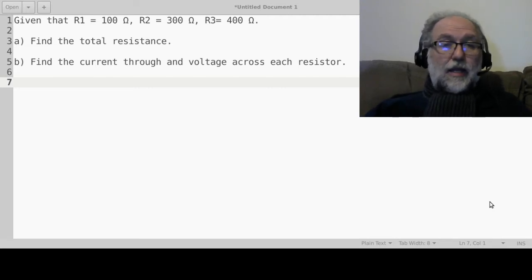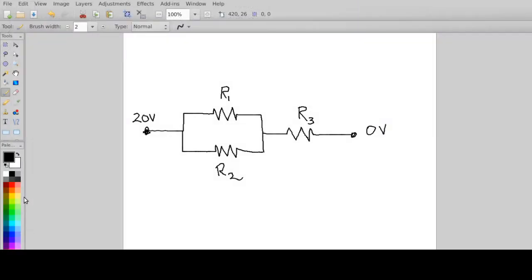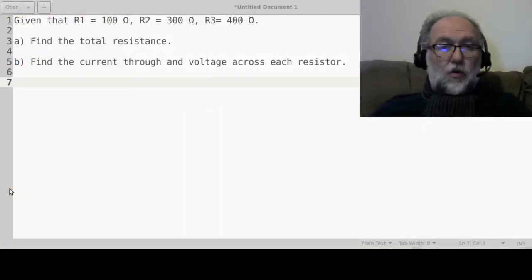Okay, so let's begin. Given that R1 is 100 ohms, R2 is 300 ohms, and R3 is 400 ohms, find the total resistance and find the current and voltage across each resistor. And you say, well, where? In this circuit right here. In that circuit you can see you have 20 volts across the entire circuit, and you have R1 and R2, which are in parallel, and then R3, which is in series with R1 and R2.